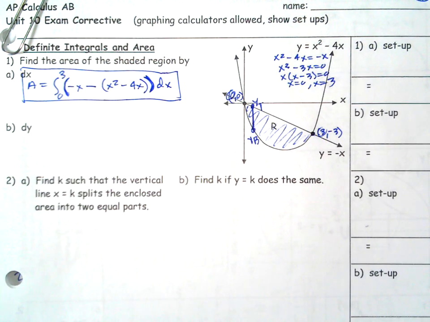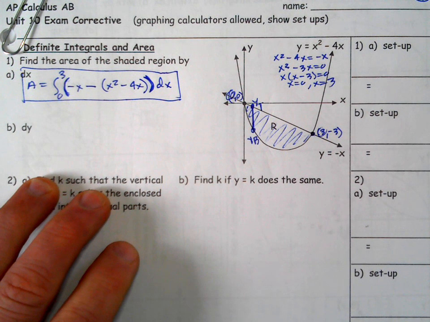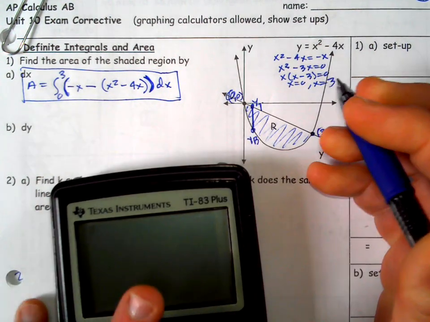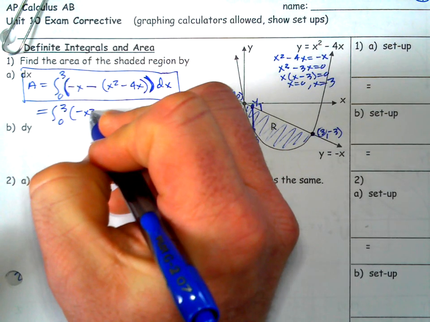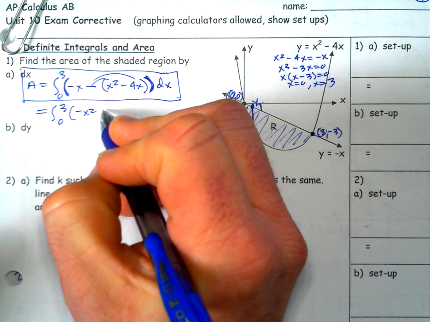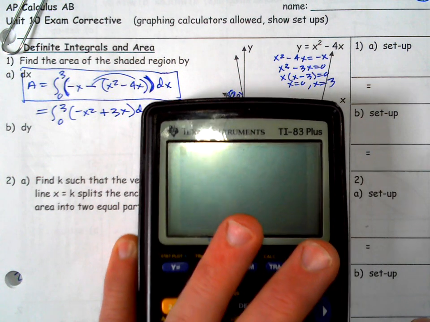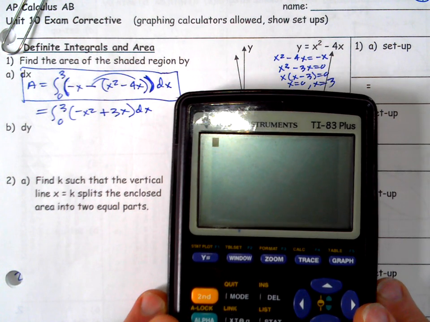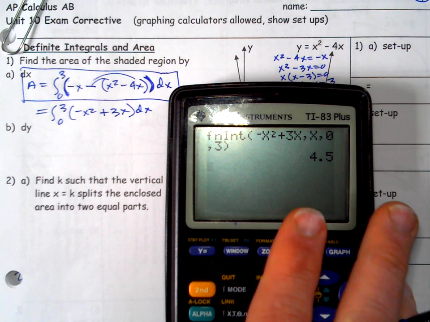If you're going to integrate it by hand, you probably want to distribute that and simplify things. But you could put this in your calculator. If you want, you could clean this up: 0 to 3, negative x squared plus 4x, so it'd be plus 3x. That's a little cleaner version, and if you're going to work it out by hand, that would probably be a good idea. On our calculator, we're going to do math 9, negative x squared plus 3x, or you could type in the other version, comma x, comma 0, comma 3, hit enter, and we get a really nice answer, 4.5.